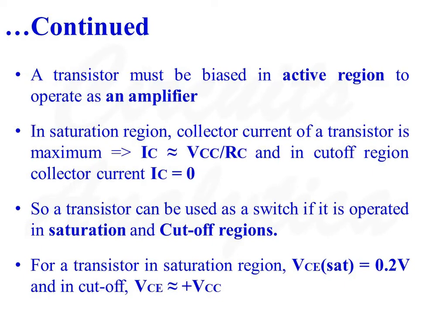So a transistor can be used as a switch if it is operated in saturation region and cutoff regions. For a transistor in saturation region, VCE is equal to 0.2 volt, and in cutoff region, VCE is equal to plus VCC.